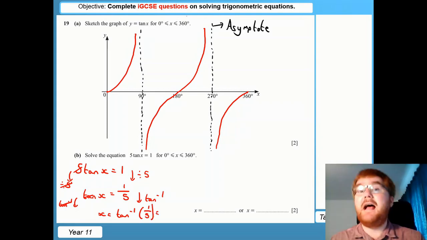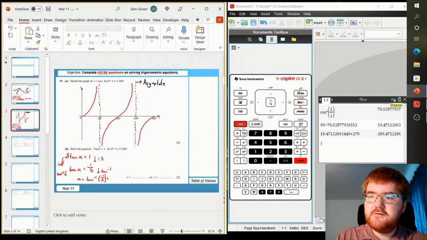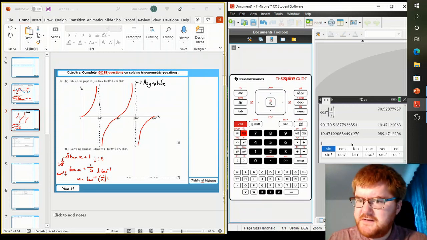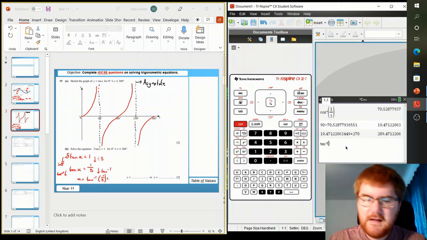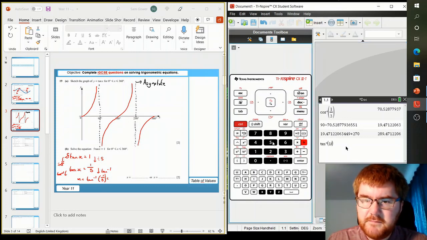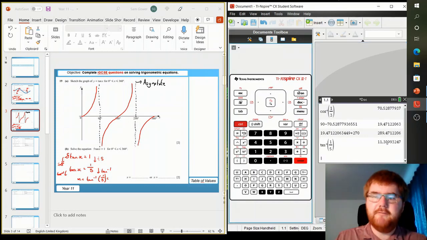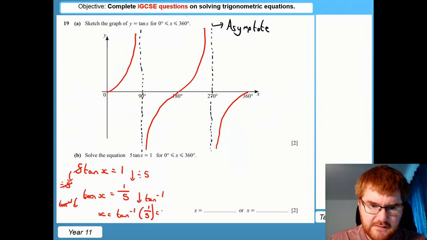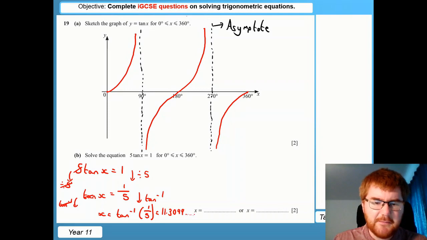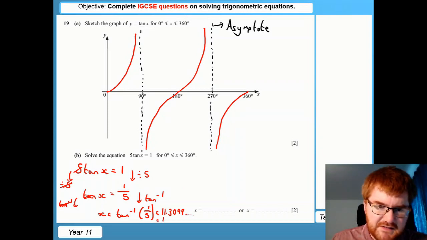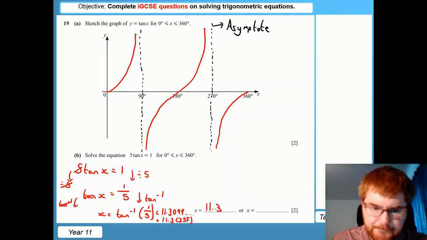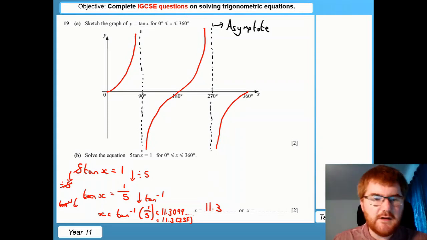So I'm going to go to my calculator and work this out. Right, make sure it's in degrees, your calculator, whichever one you're using. On this calculator, which you don't really use for 0580, but I'm just using this for the trig that we do. And we're going to do 1 divided by 5, close bracket. And we're going to get our very first answer here, which is 11.3099. So I'm going to pop that in, 11.3099. I will show a few more decimal places just to show the examiner that I have worked this out. And therefore, this is equal to 11.3 to 3SF, which is going to be our first answer. So let's pop that in. Now we're going to use the symmetry of the graph to work out the second answer.